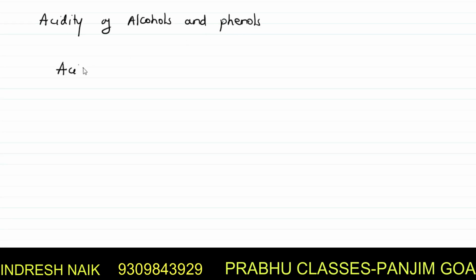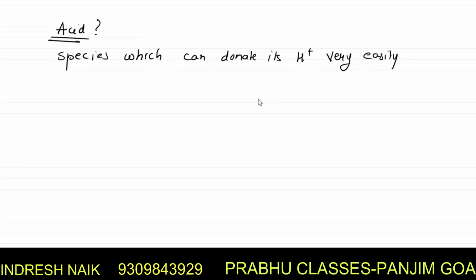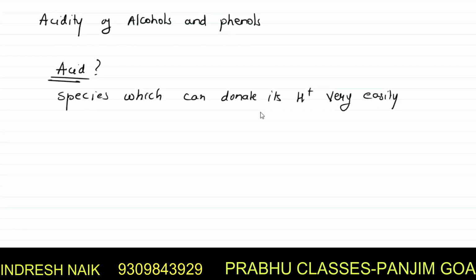If I ask you what is acid, one of the definitions of acid is a species which can donate its H plus very easily. That is what an acid is, right? So now let us understand the acidic nature of this. There are certain reactions. First, I'll discuss the reactions, and then we'll compare the acidic strength of the alcohols and the phenol: which is more acidic and which is more basic.